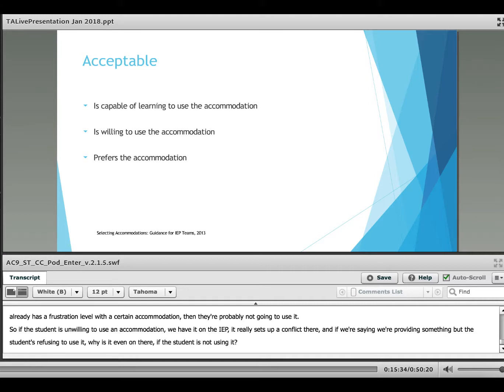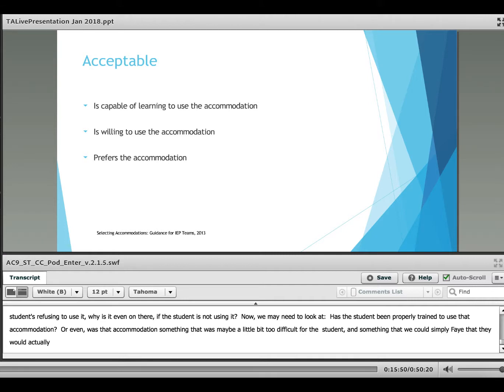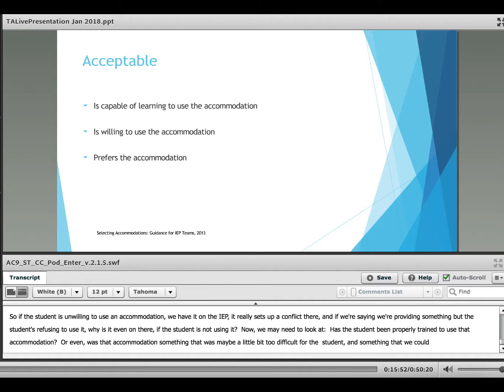Now, we may need to look at, has the student been properly trained to use that accommodation? Or even, was that accommodation something that was maybe a little bit too difficult for the student and something that we could simplify that they would actually use?